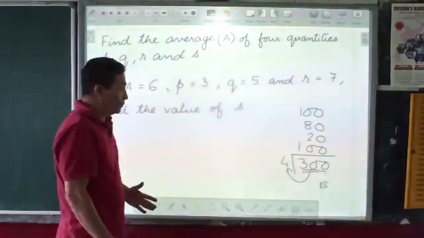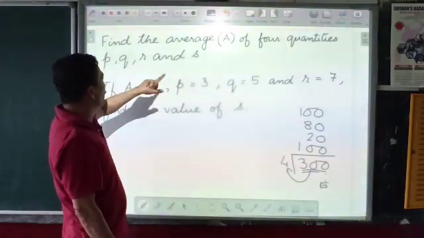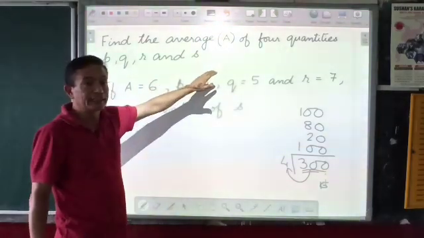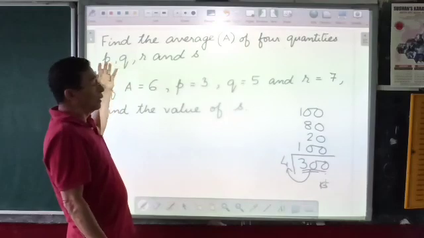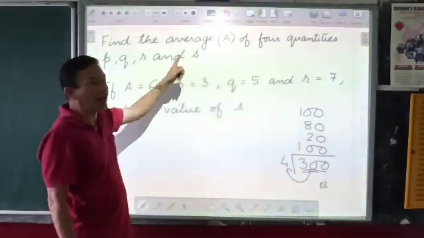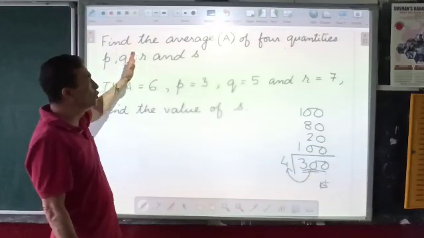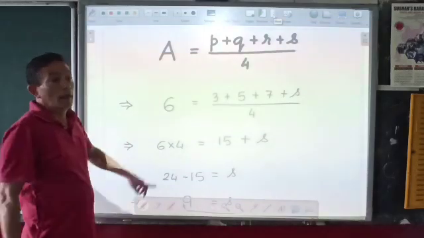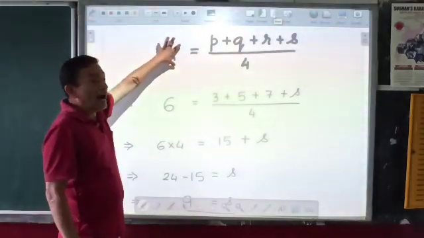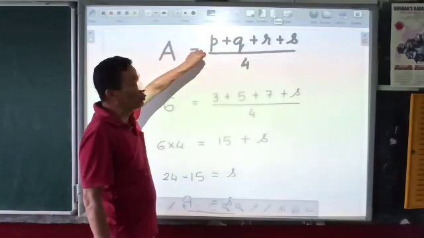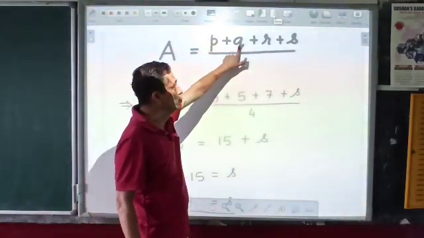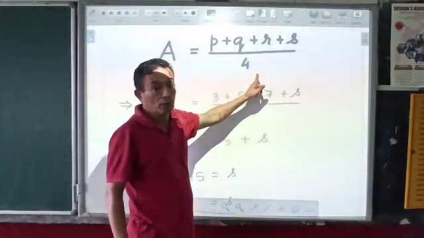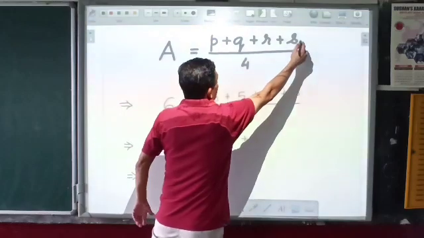Now taking the same thing to the other side. Average of the 4 quantities P, Q, R and S. How many quantities are there? 4 quantities. What are the different quantities? P, Q, R and S. That means you have to add P, Q, R and S. So let's look at the equation. Average A will be equal to value of P plus Q plus R plus S divided by 4. So this becomes our expression.